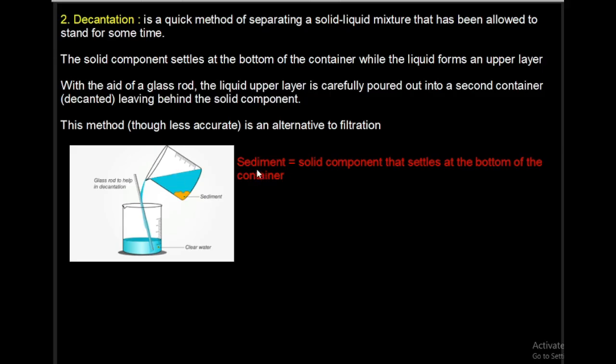All right, now we have here what we call sediment. The sediment is simply the solid component that settles at the bottom of the container. You can see it here on the diagram. All right, we have a mixture, in this case maybe a mixture of sand and water. We allow the sand to settle at the bottom of the container first, and then we carefully pour the liquid upper layer, which in this case may be water, into another container. So the sand that settles at the bottom is what we call the what? The sediment. All right. So decantation can be employed wherever we have filtration, just that it's a less accurate method compared to filtration.